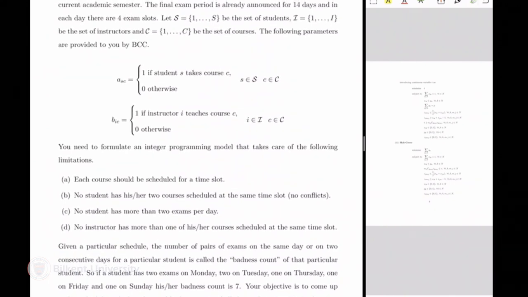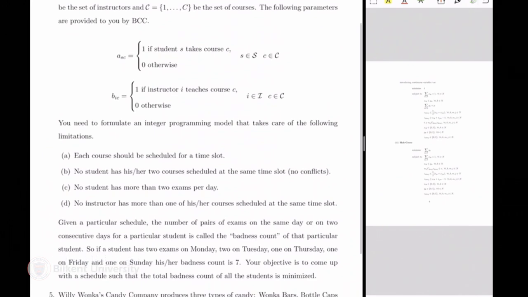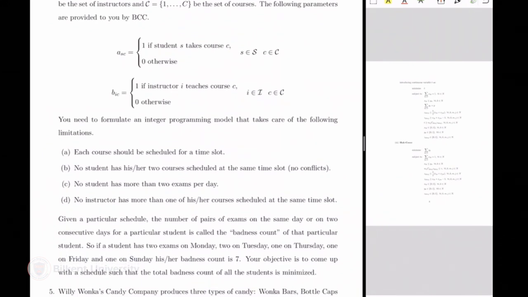The fourth question is something very familiar. It's about the exam scheduling in Bilkent, which we are dealing with every semester. It's a final exam scheduling. It's going to be for a 2-week period, 14 days, and each day, we have 4 slots to have the exam.